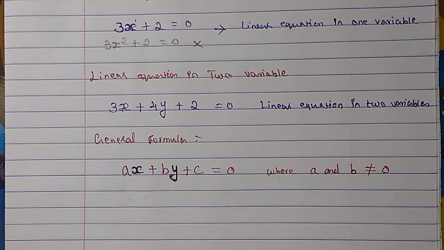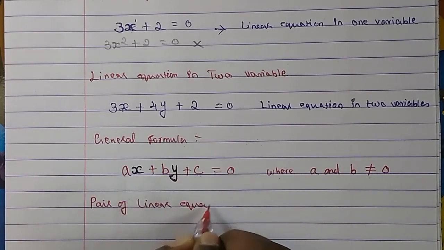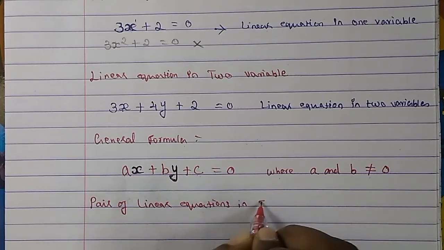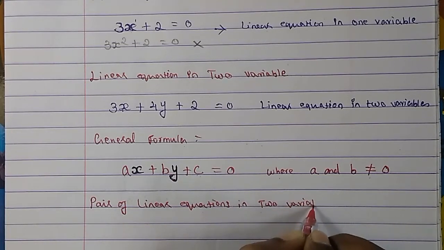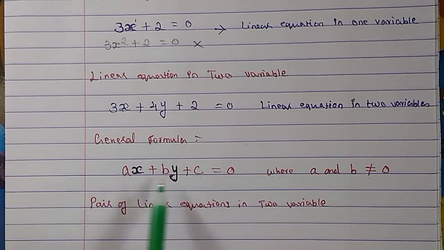Now we are coming to the title, or the chapter: pair of linear equations in two variables. So pair of linear equations in two variables. So you know now linear equations in two variables, this is a general formula. Now pair of linear equations means one more you have to add. Pair means what? It's another one you have to write here.